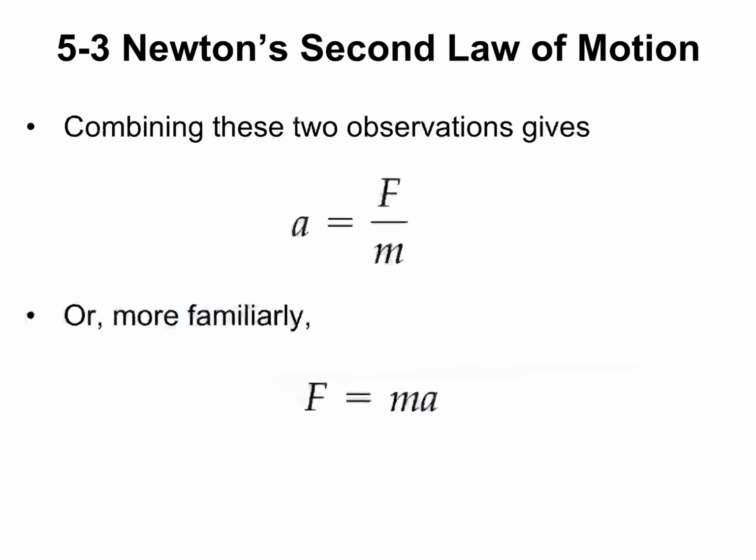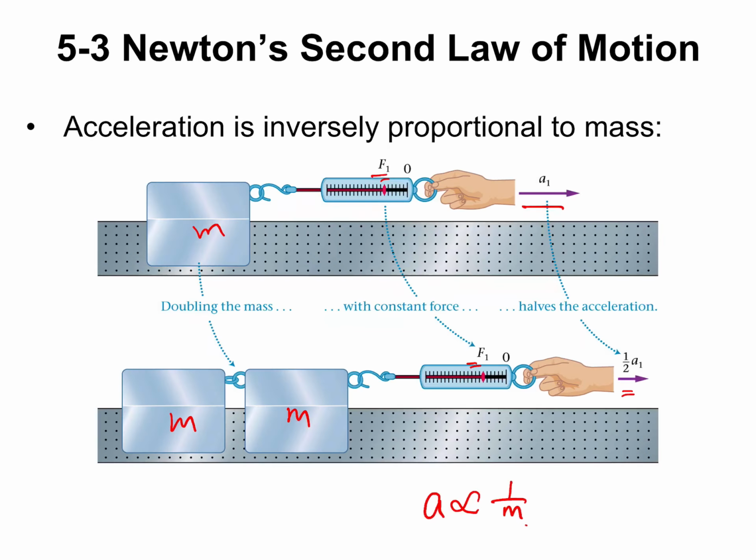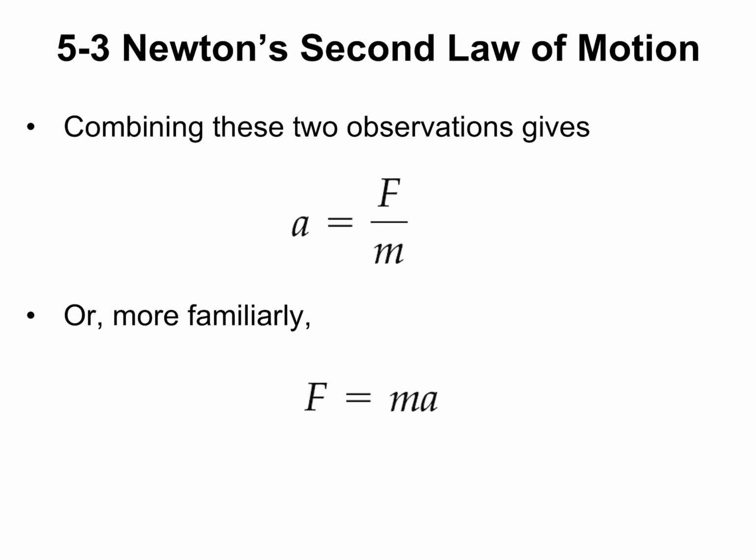Okay, so if we put those experiments together, here is the relationship, and this is Newton's second law. Acceleration equals force over mass. Acceleration is proportional to the force, and inversely proportional to the mass. Or you can write this second law in a different way: force equals ma, force equals mass times acceleration.